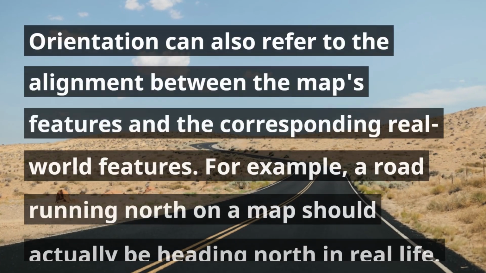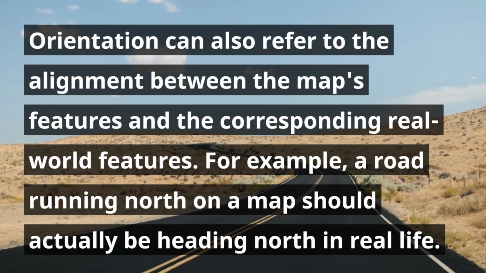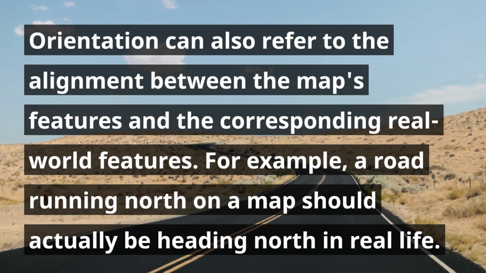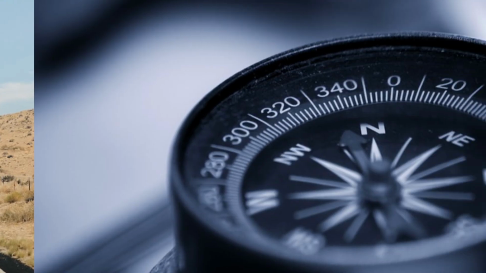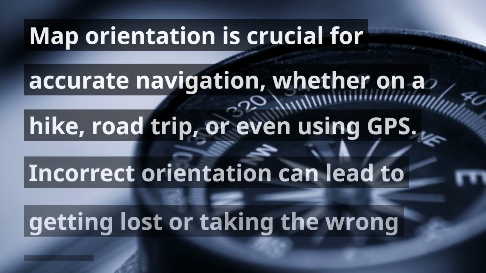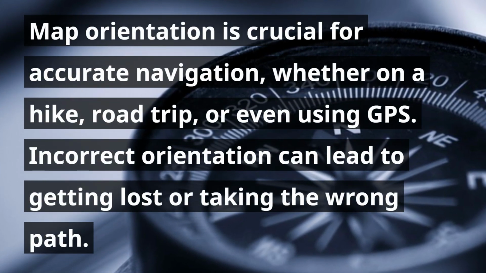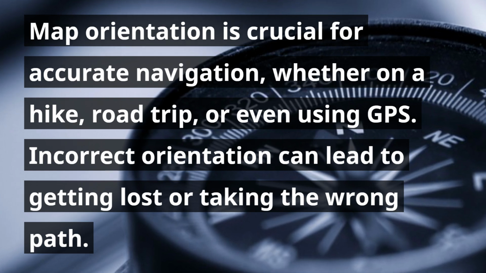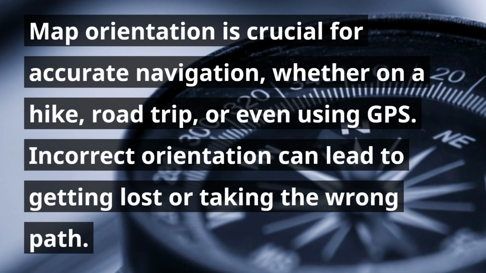Orientation can also refer to the alignment between the map's features and the corresponding real-world features. For example, a road running north on a map should actually be heading north in real life. Map orientation is crucial for accurate navigation, whether on a hike, road trip, or even using GPS. Incorrect orientation can lead to getting lost or taking the wrong path.